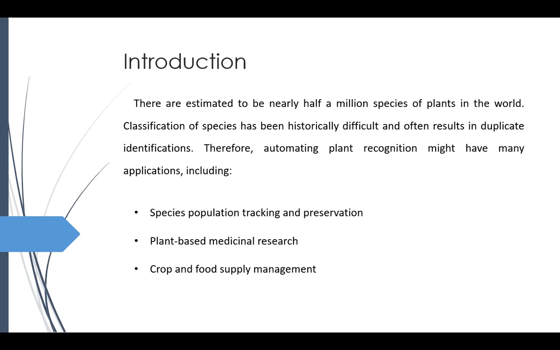There are estimated to be nearly 500,000 species of plants in the world, and classification of plants has been historically difficult and often results in duplicate identifications. Therefore, automating plant recognition might have many applications, including species population tracking and preservation, plant-based medicinal research, and crop and food supply management.